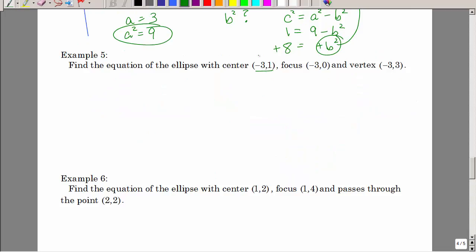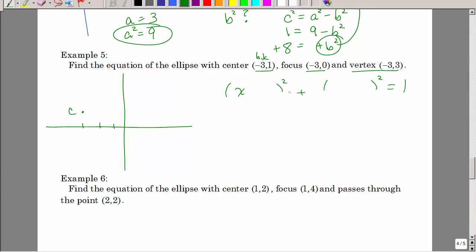Let's look at this one. This time they give us the center of H and K, and they give us one focus and one vertex. So we have a center at (-3, 1). So I'm going to go ahead and start writing my equation. H is -3, so I want +3 here. K is 1, so I want -1 there.